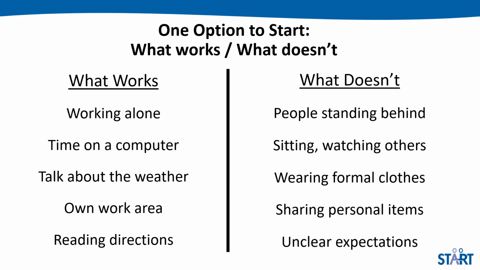For example, this student likes working alone. He enjoys being on the computer. He talks about the weather frequently, so if it's anything to do with weather, we're good. He does need his own work area. He's easily distracted. And if the directions are clear and he can read them, he does much better. Versus he does not like when people are standing behind him.